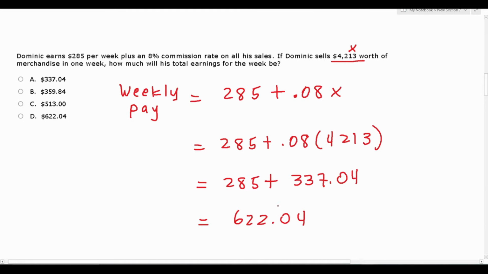In other words, if he sold $4,213 worth of merchandise, he would make $622.04 for that week. Okay, so that was that one.